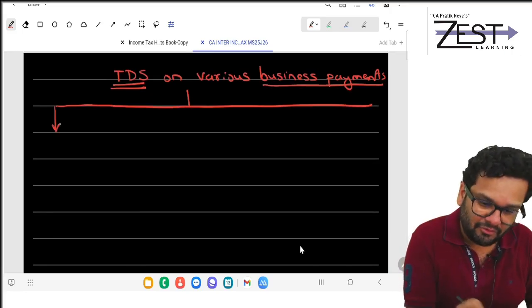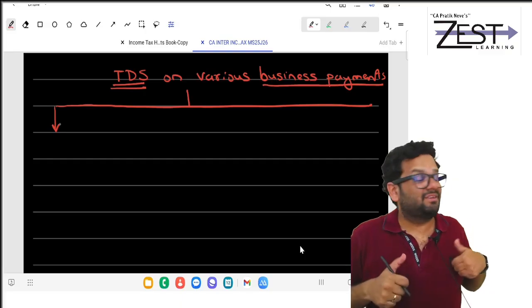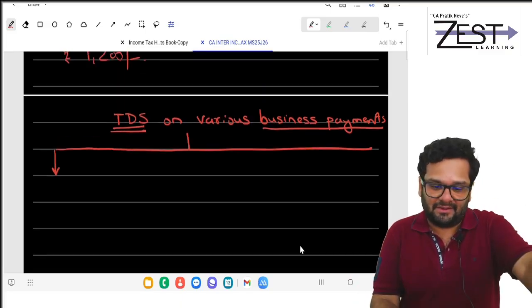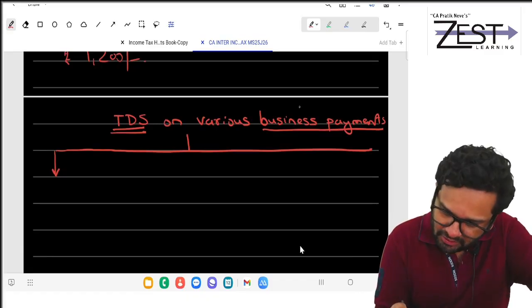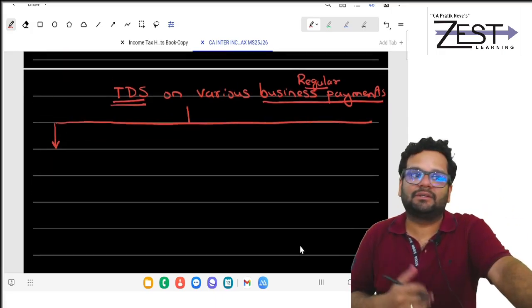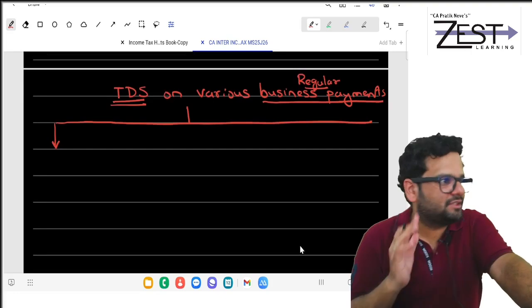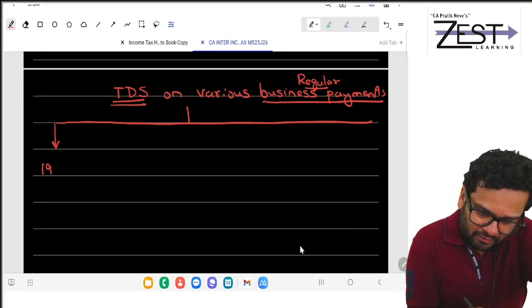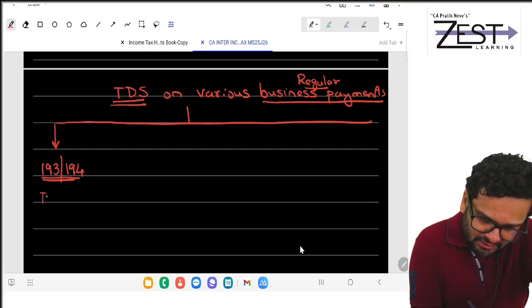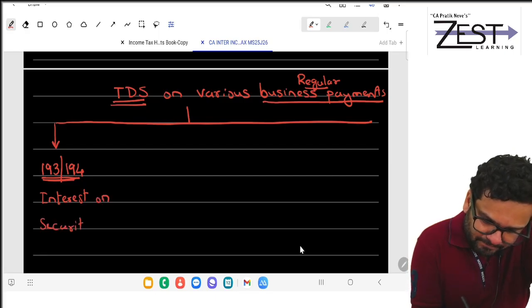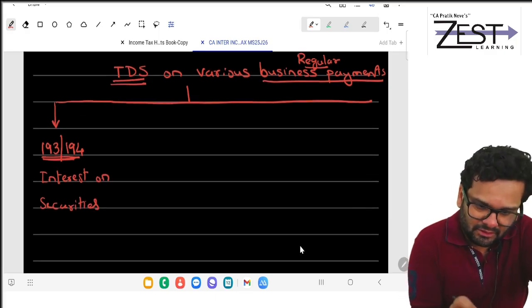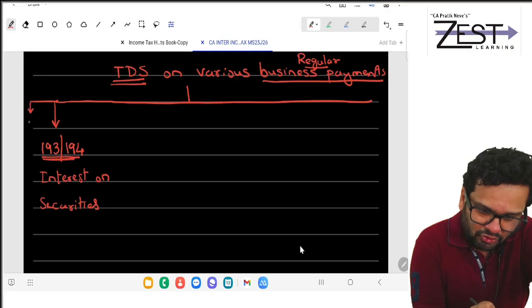Think from the beginning which were the business payments, which are regular business payments. Others are also business, yes, but regular business payments could be 193, 194. 193, 194 is if you are a company and you are paying interest on securities. But 192 also.